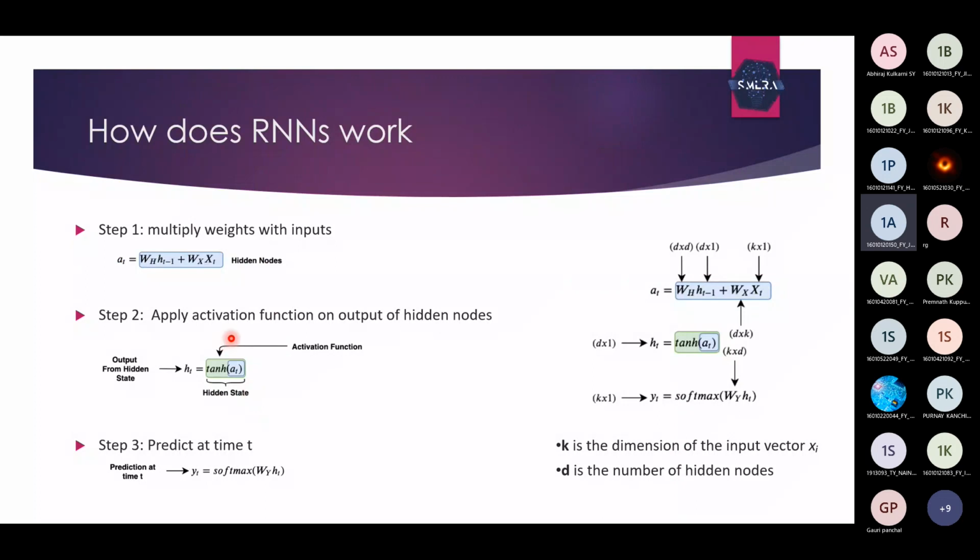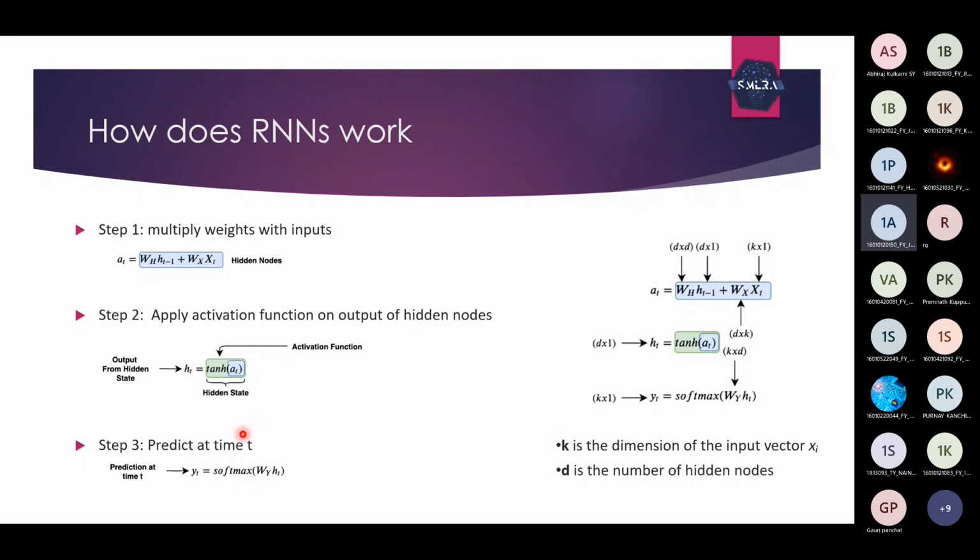Then you apply an activation function. Here we will use tanh. Hyperbolic tangent returns a value between -1 and 1, and it can take any real number. So this is the output from the hidden state. This h_t is the memory component.